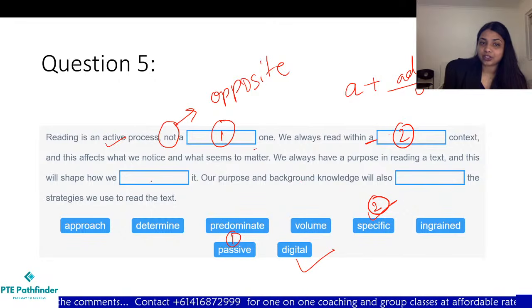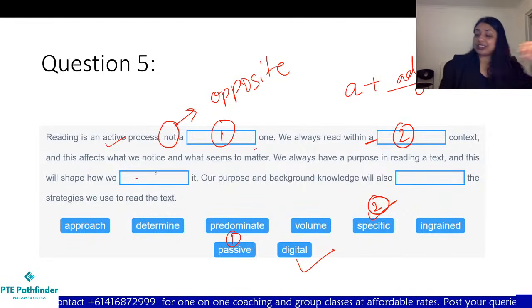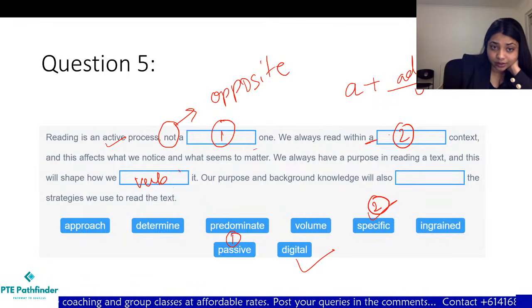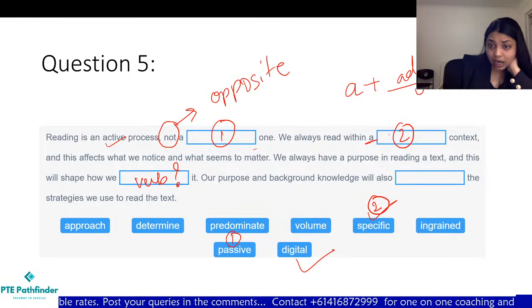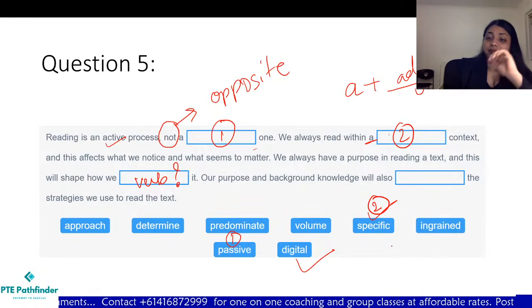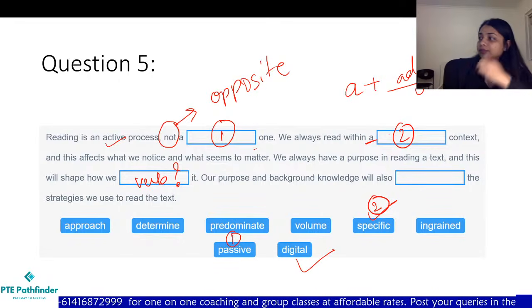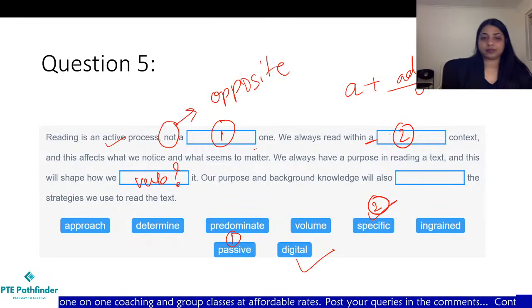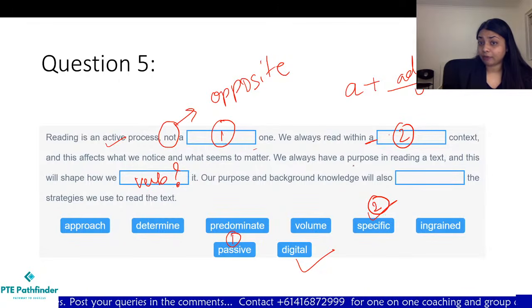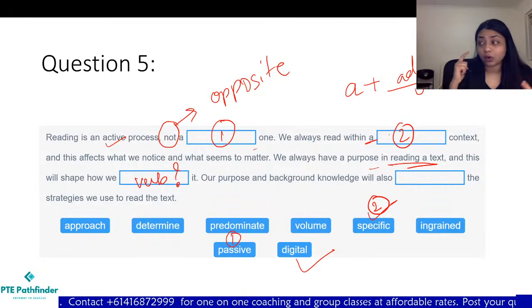So how we dash it. So it sounds like we are missing a verb in here, right? So how we determine it, how we approach it, how we ingrained it. What would be the correct answer in this case? And this will shape how we dash it. Okay? Now we are talking about reading a text. Remember, that's the context in here.